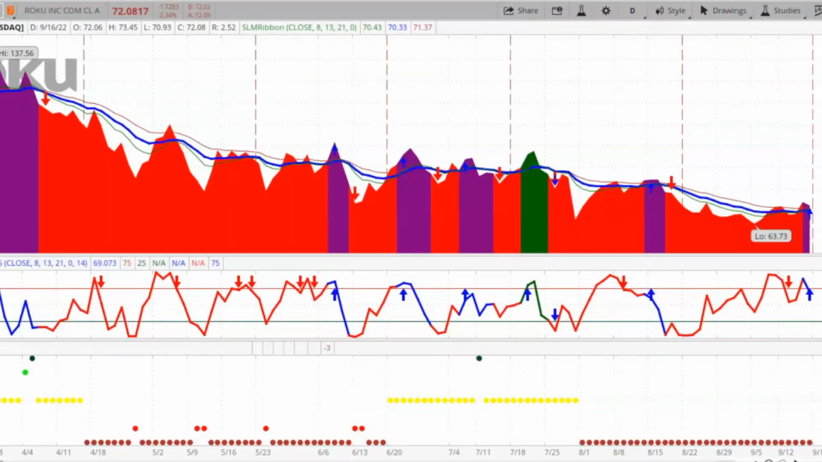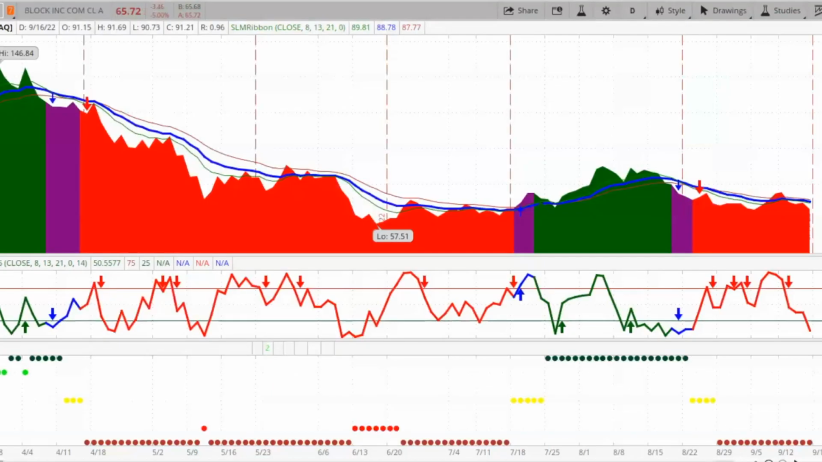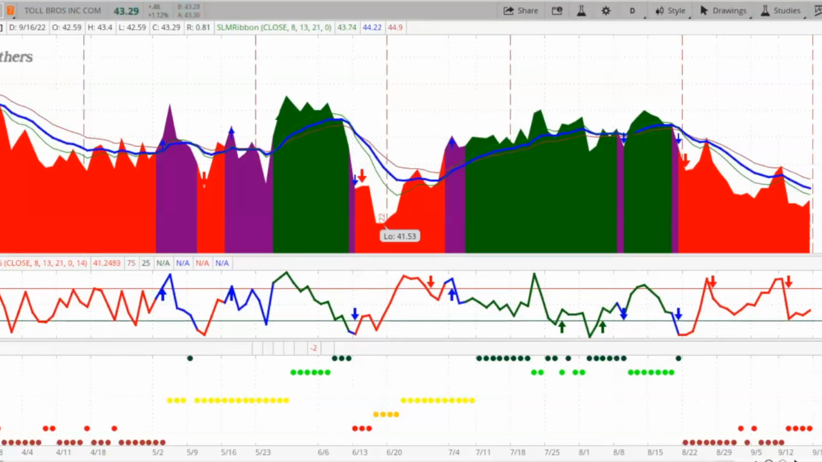Roku is trying to neutralize there, but look at the option bias indicator on the bottom. It's still not being able to get neutral yet there, so still maybe bottoming, but a little bit of problems. Here is Starbucks, this one looking much better, as you can see. Square still looking negative. Toll Brothers, which is negative, and RV did a special video on that in this show.